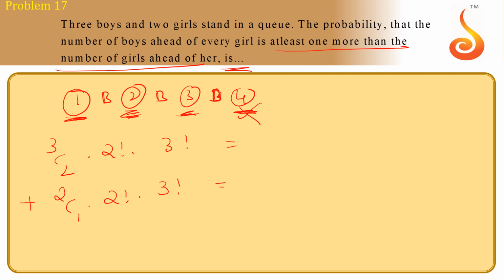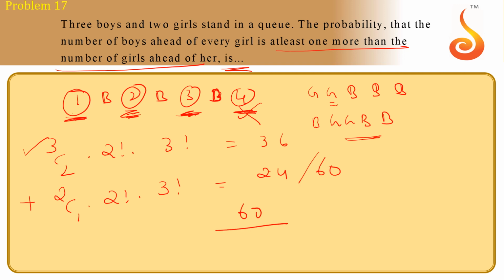Means how the case will be, it's like this: GG, BBB. So you take any one girl, the number of boys ahead will be at least one more than the number of girls. Otherwise, if you have BGG, BB, this is also okay. Both girls cannot be at the third place. One girl can be at the third place, so that came in this chance. So the number of cases here 36, here 24, so total 60. The total can be arranged in 5 factorial, that is 120. So 60 by 120, half is the probability.